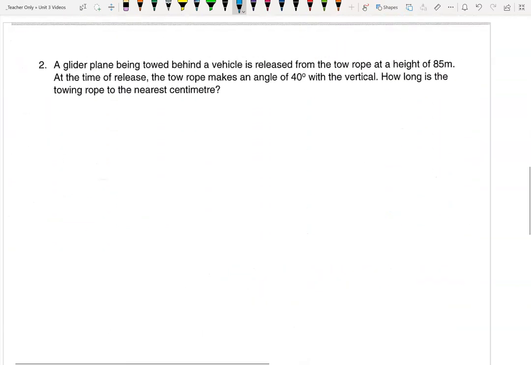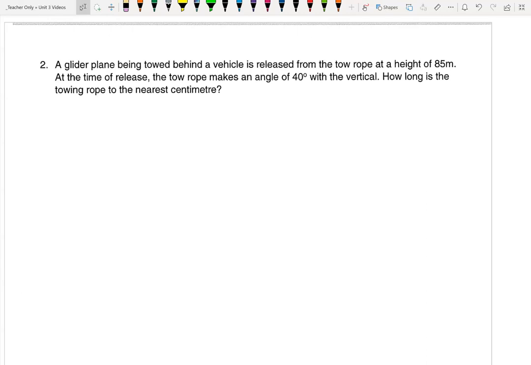So here, let's have a look at a question in a context. We've got a glider plane being towed behind a vehicle. It's released from the tow rope at a height of 85 centimeters. So before we move on, I'm going to draw a picture of that. We've got a car moving, or a vehicle moving along. And so let's just say car.